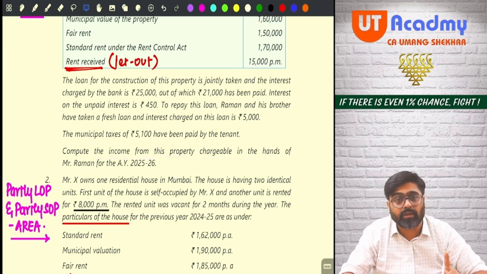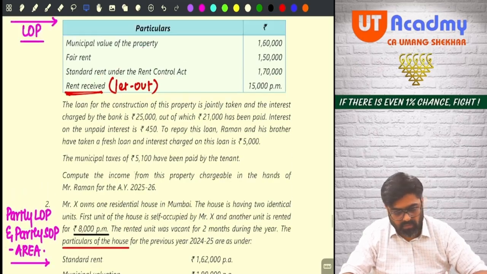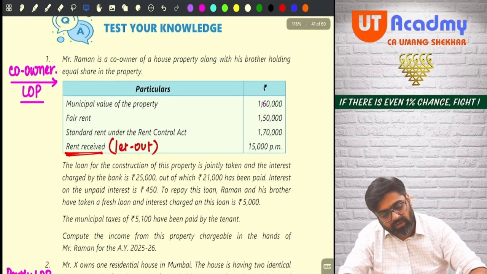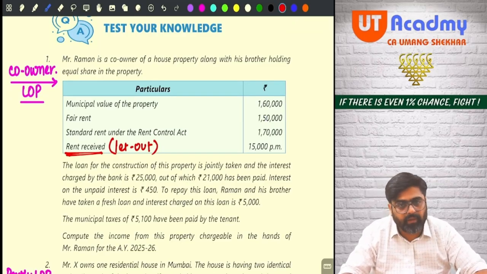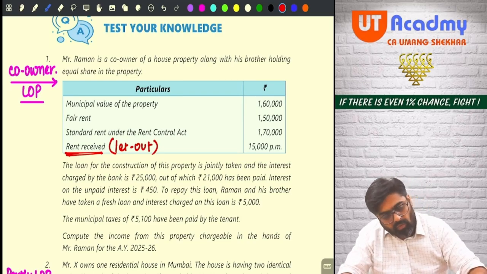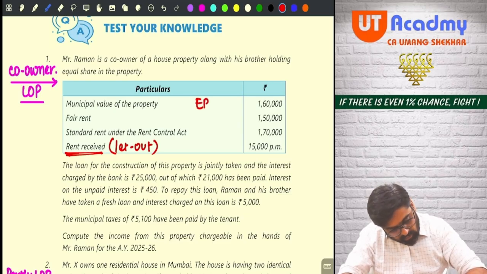Chargeable in the hands of Raman only. And that amount will be 48,000 if I am not wrong. Got it? Let's calculate. 1,60,000 or 1,50,000, whichever is higher. 1,60,000. 1,60,000 or 1,70,000, whichever is lower. 1,60,000. Okay. So what will be the expected rent? Expected rent in this case will be 1,60,000.